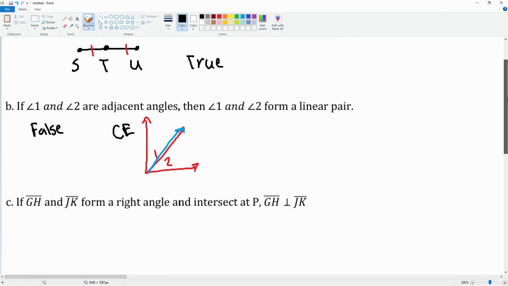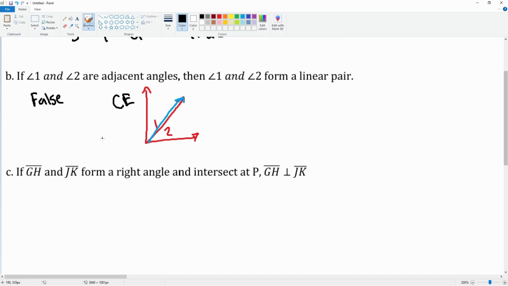Next, if GH and JK form a right angle and intersect at P, then segment GH is perpendicular to segment JK. So this would be true because no matter how I draw it, this is GH and this is JK. No matter how I draw it, they will always intersect at 90 degrees.